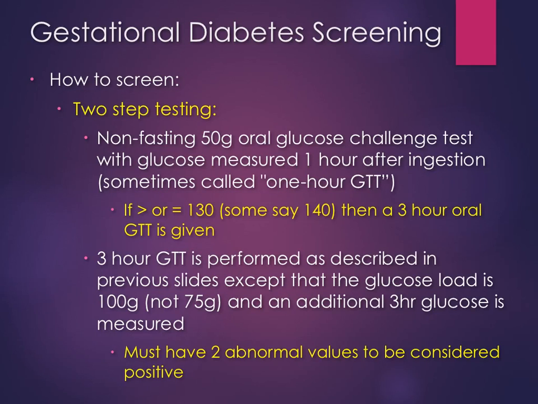The 3-hour GTT is performed as described above, except that the glucose load is 100 grams, not 75 grams, and an additional 3-hour glucose is measured. So here it goes. You come in, you're going to get 50 grams of glucose, and in an hour, we're going to check your sugar. If it's greater than 130, then you're going to come back again, and we're going to do a 3-hour glucose test where they give you 100 grams. You're going to wait 3 hours, and then you're going to have it measured. If both of those tests are abnormal, then you have a positive diagnosis for gestational diabetes.